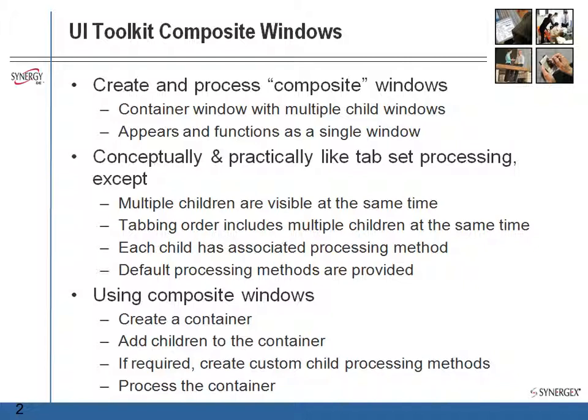The process for using composite windows is relatively straightforward. First, you create a composite container window, and then you add the various child windows to the container. Provide any custom processing methods that are required in order to process the children in an appropriate way, and finally, you process the composite window in an event loop, just like you would with other toolkit window types.